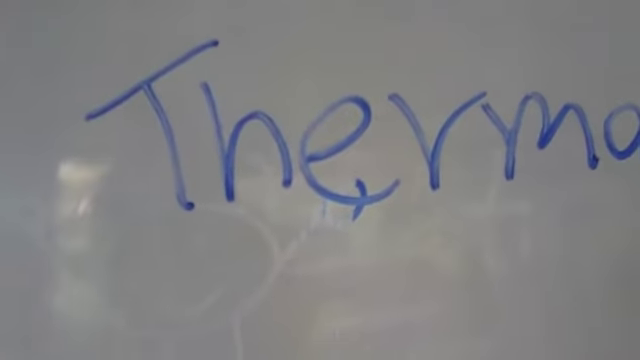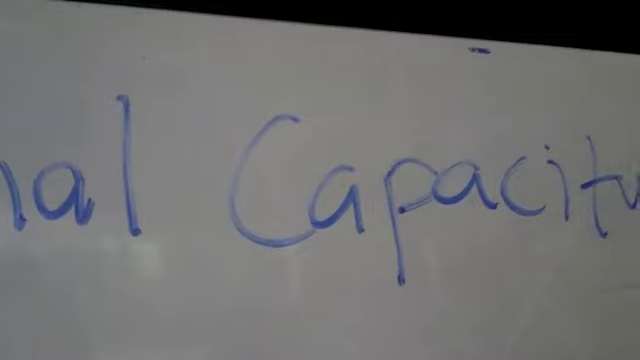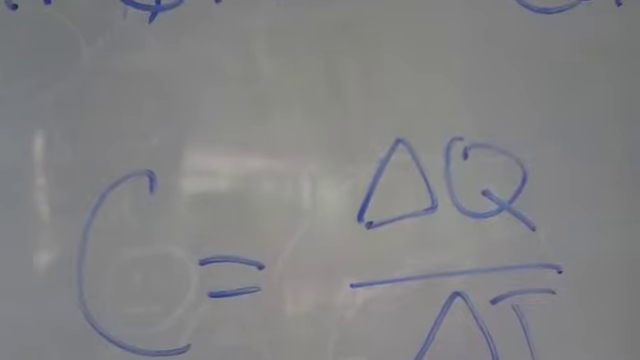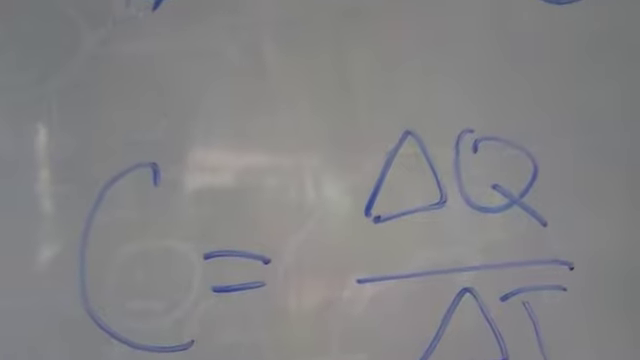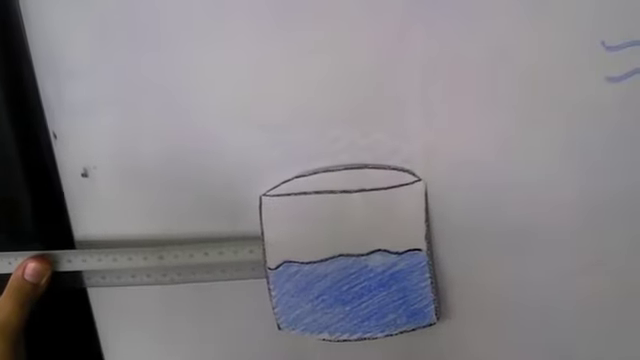The thermal or heat capacity of a particular body is the energy required to raise the temperature of that body by 1 degree Celsius. The equation for this is C equals delta Q over delta T. The delta Q is the change in thermal energy, delta T is the change in temperature, and C is the thermal capacity.